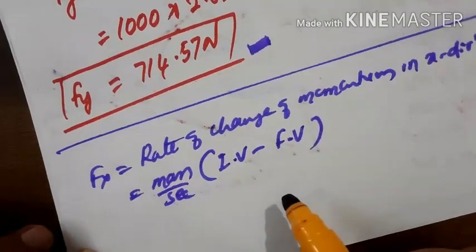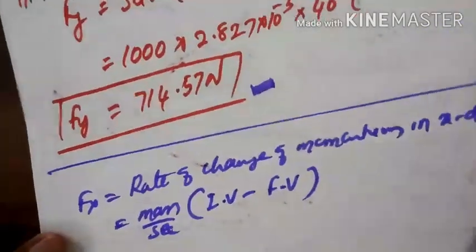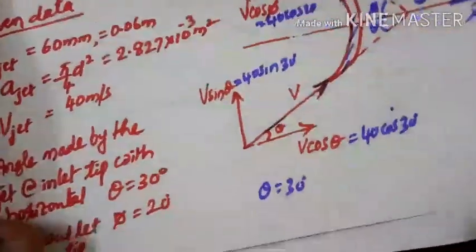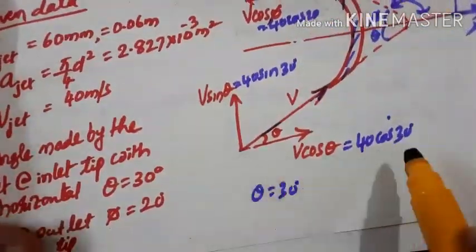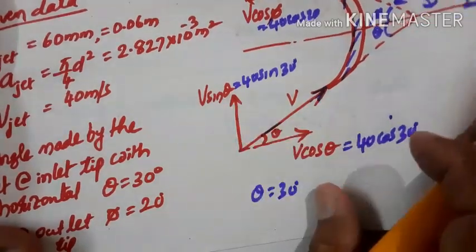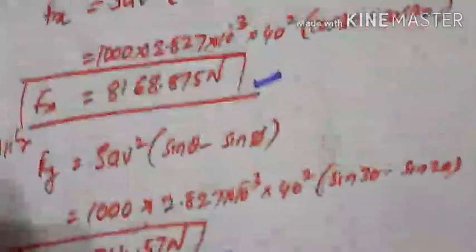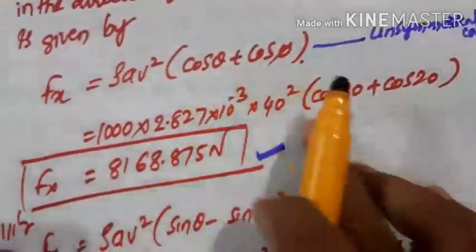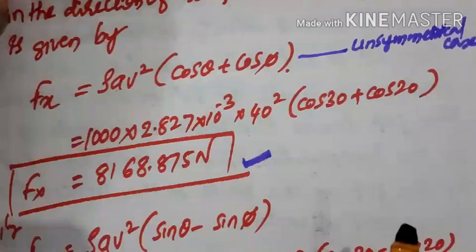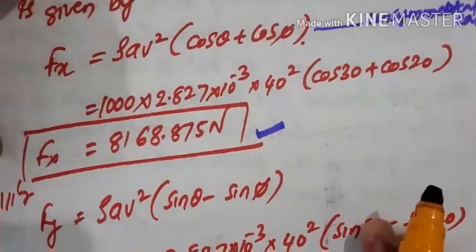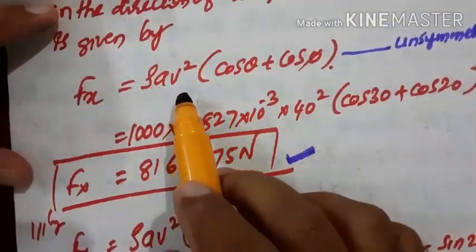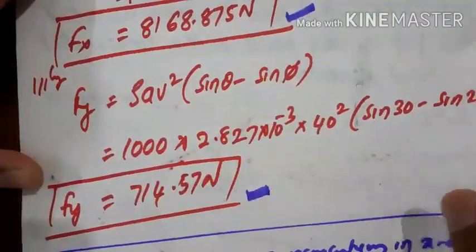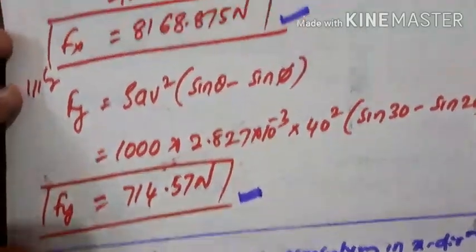Then referring to the figure whatever you have drawn here, according to this figure you can write the initial velocity and final velocity and substitute in this equation, and you will be getting the answer. Or else you remember these equations for unsymmetrical case. Since this problem is given as unsymmetrical case, we have applied the unsymmetrical equation here for in x direction as well as in y direction. So these are the answers. Okay, I hope you understood this problem.